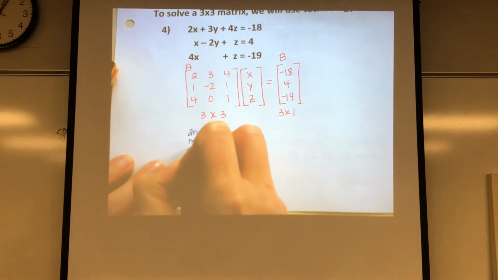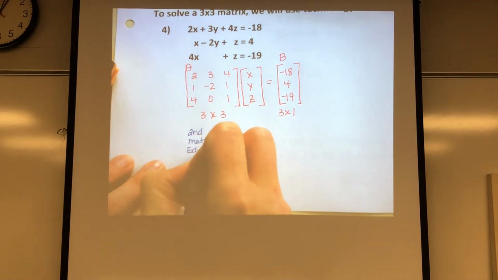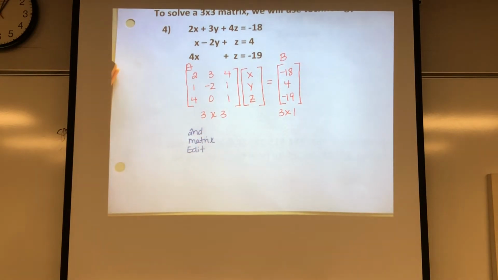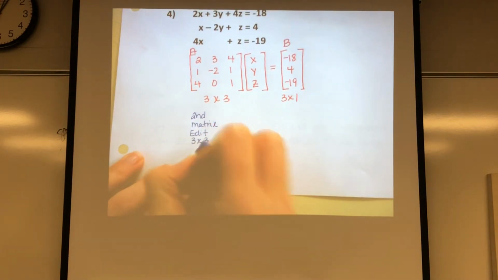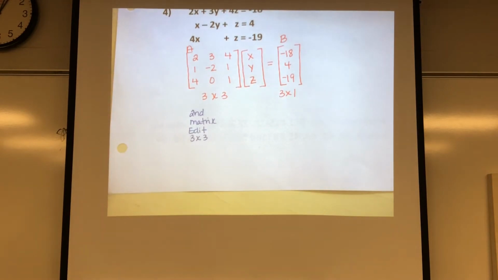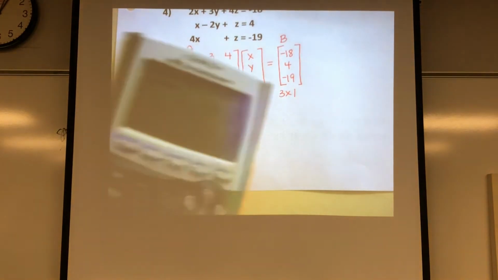And then you're gonna go to edit. So after you're in second matrix, arrow over to edit. When you hit edit, you're gonna enter the dimensions. So I'm gonna enter 3x3. And when I do that, a 3x3 matrix pops up.